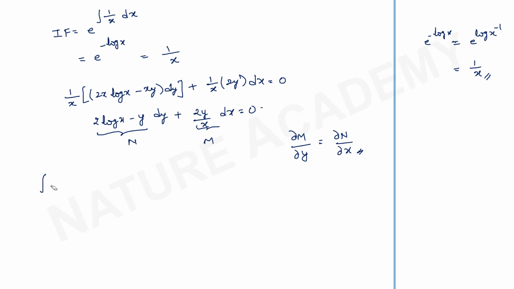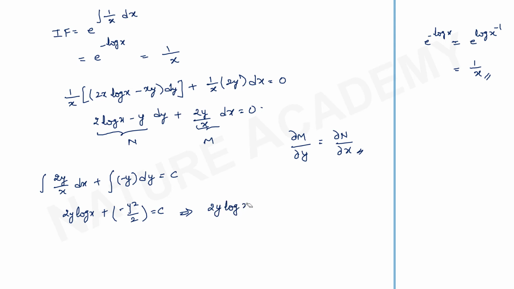Integrate integral m into dx. M is 2y upon x into dx plus integral the terms not containing x in n. It is only minus y into dy is equal to c, or 2y log x minus y square by 2 is equal to c. So the final answer will be 2y log x minus y square by 2 is equal to c.